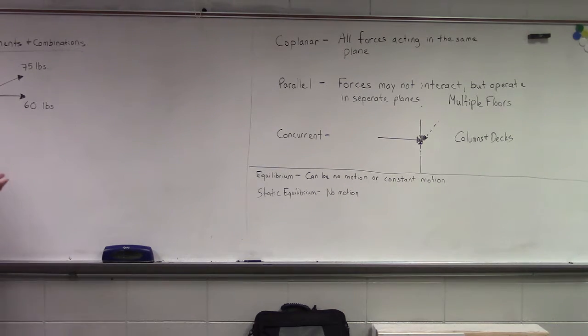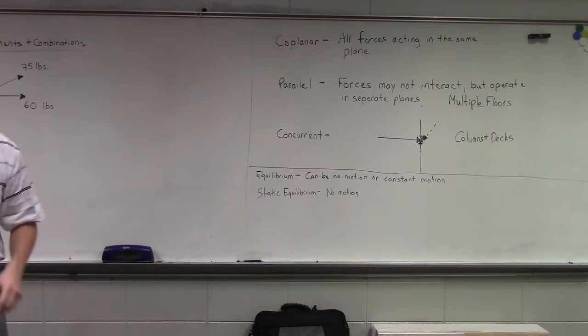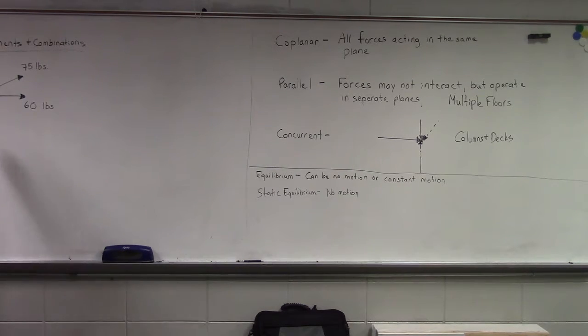Now, an easy way to do this is, well, let's just put a 60-pound load here and a 75-pound load here. That accomplishes the task, right? Equal force, opposite magnitude. We have equilibrium.